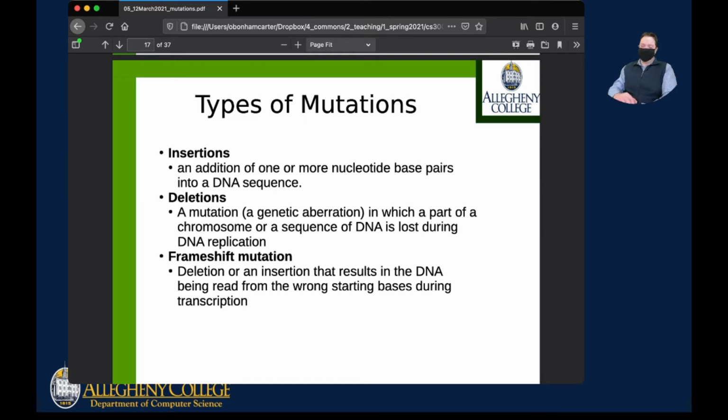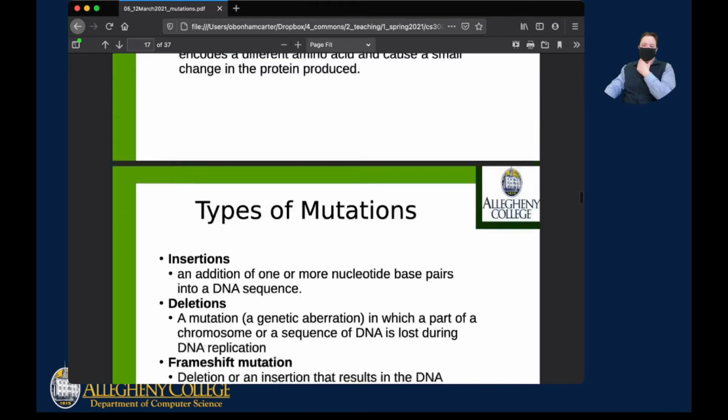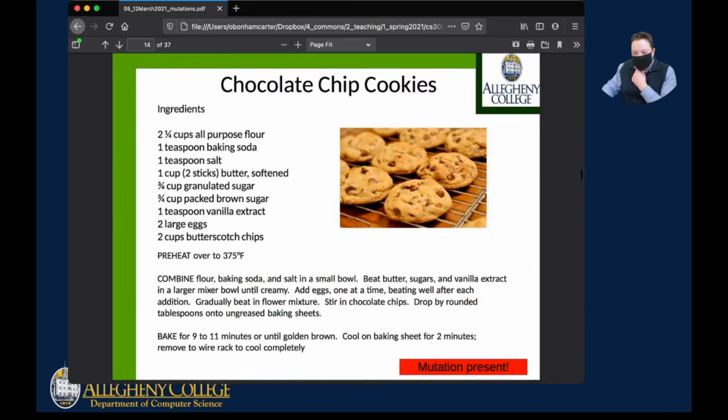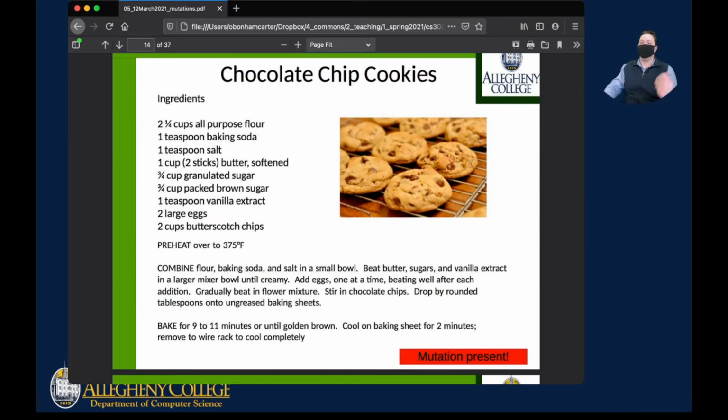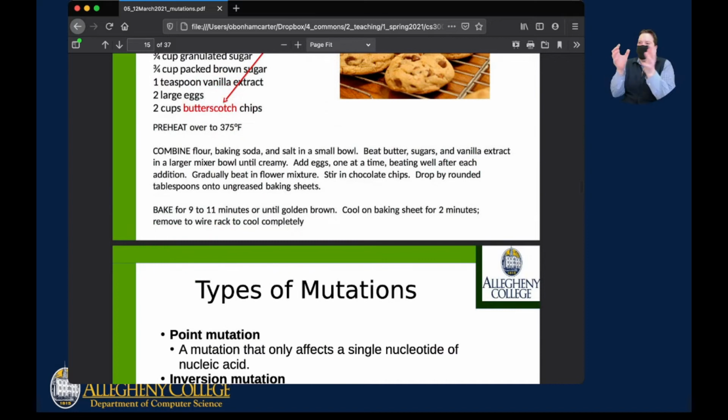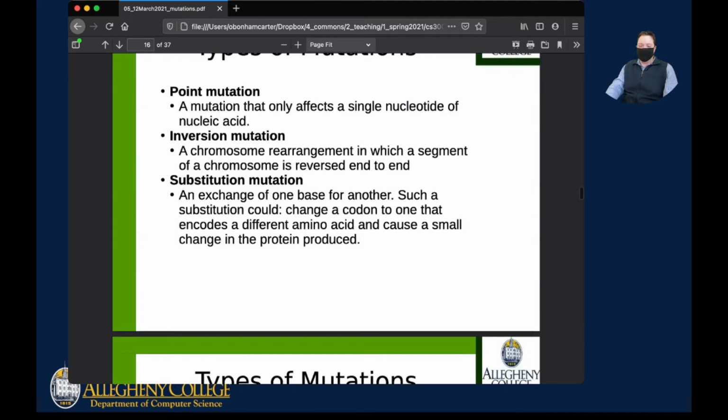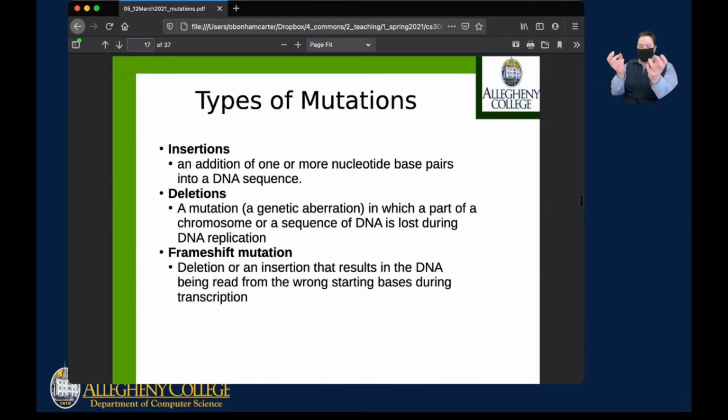Deletions, where, for instance, you go back to the recipe here and you just take something out. So I'm looking at 2 large eggs. I'm just going to take that line out. I don't have any eggs today, so let's take it out. But eggs go into recipes for a reason. It helps everything stick together. It helps the flour to stick everything together. And so if I remove those eggs, then the cookies don't look like what they're supposed to look like.